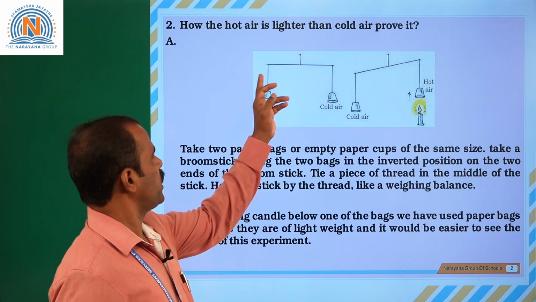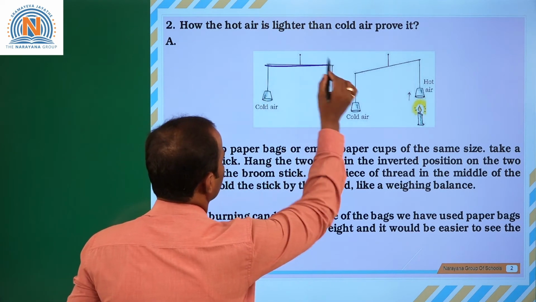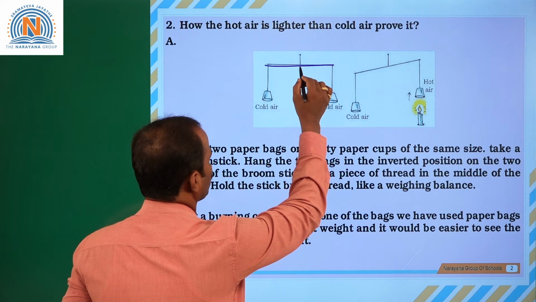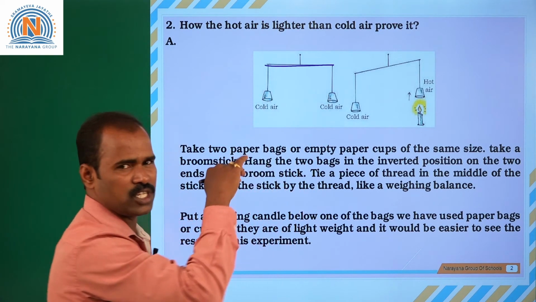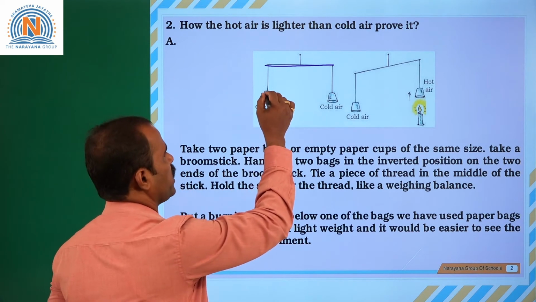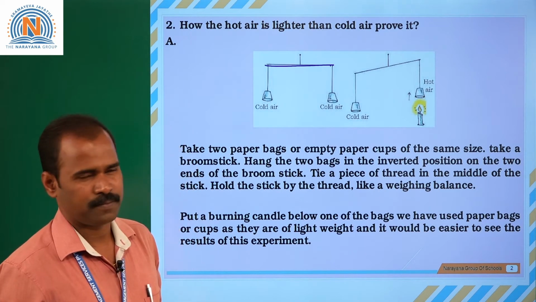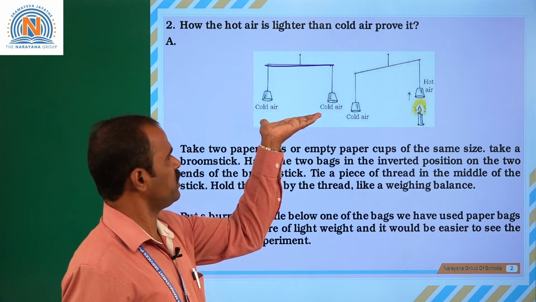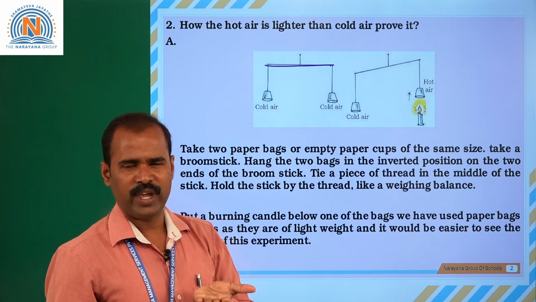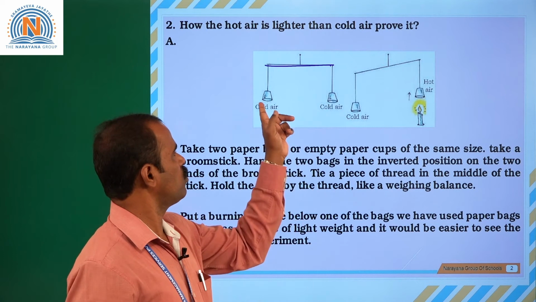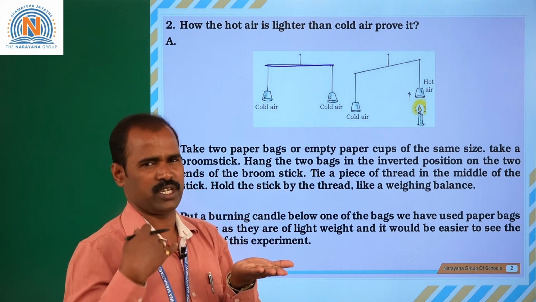First you tie with a thread. This is a broomstick, and at the middle, approximately at the middle, tie with a thread, and the paper cups in inverted position, we have to tie at the two ends of the broomstick. Now the initial condition is it acts as a level balance, a weighing balance. Both are with the same weights, no? So it appears to be in a horizontal position.